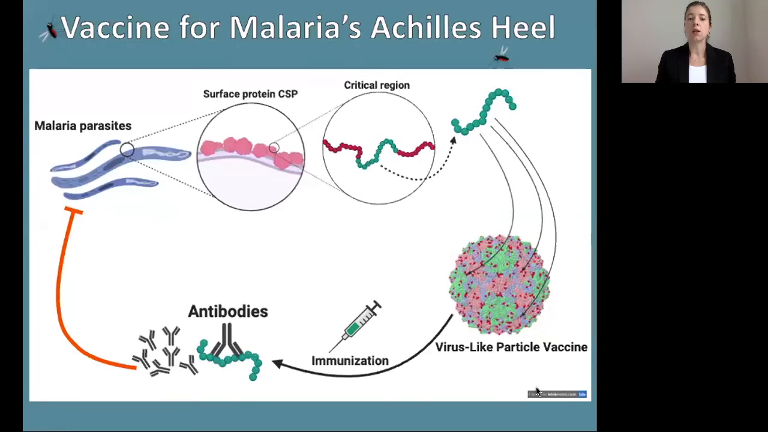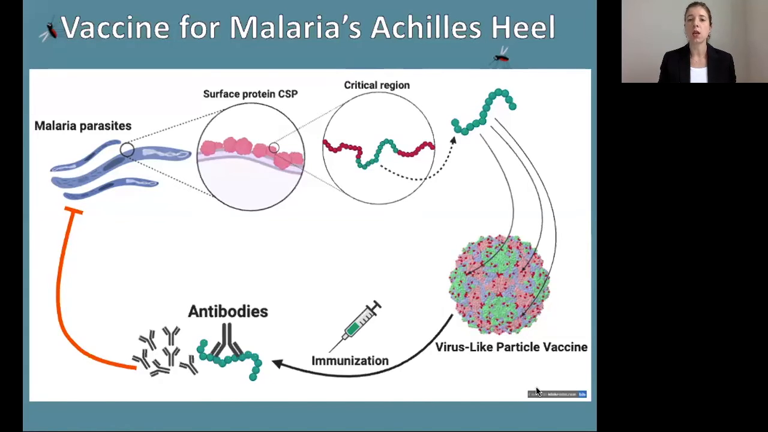For malaria, seen on the top left of the slide, if we zoom in on its surface, we see that it's coated by a protein called CSP. This protein has an important function for the parasite. It helps it infect our liver cells. Zooming even further, we come across a critical region on this protein, a potential Achilles heel. This region is adjacent to a site that makes initial contact with the liver, and this region is small enough to be chemically attached to the surface of the VLPs.